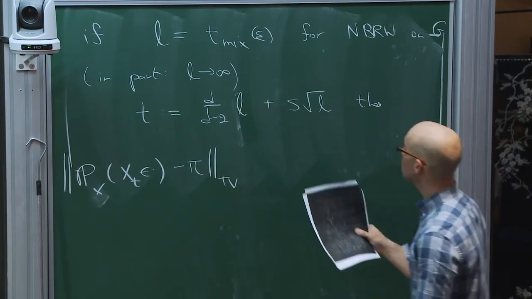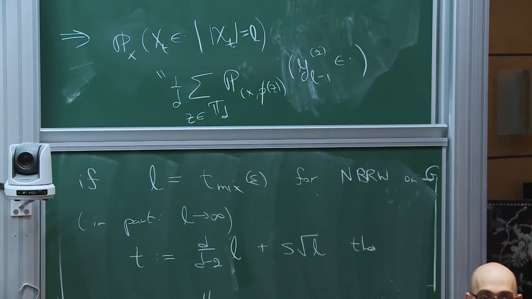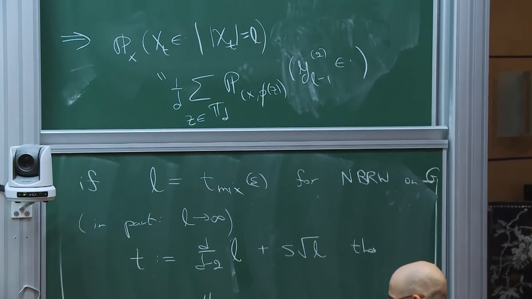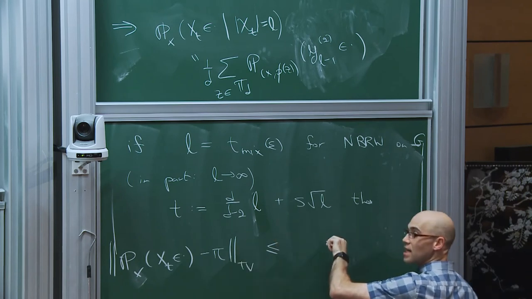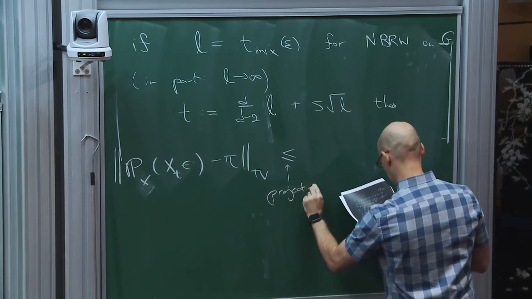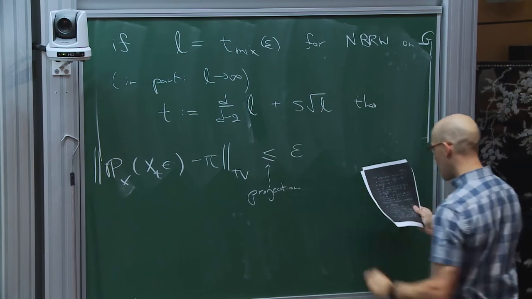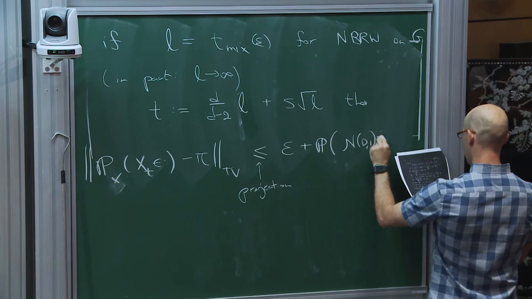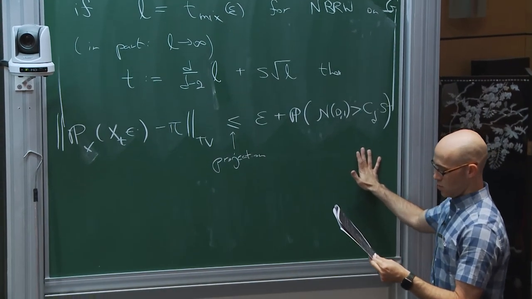What is it? Well, I'm looking at this guy here, and I know that it is a marginal of non-backtracking random walk. The non-backtracking random walk has two ends. This is just the marginal of where its end is. But taking a projection can only decrease total variation. So this will be a projection of the right-hand side. It can only decrease. And I chose L to be T mix of epsilon. So I'm writing epsilon here plus the probability that the normal random variable is at least some constant times S.